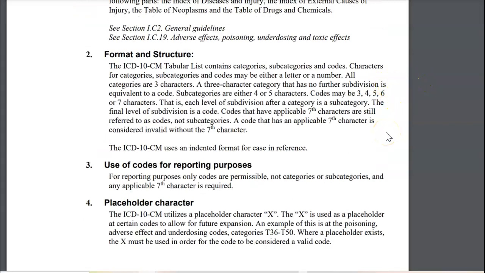Format and structure. Characters for categories, subcategories may either be a letter or a number. All categories are 3 characters, so keep that in mind. So then once you get that category, then you want to go to the subcategory, just 4 or 5 digits. So codes, once again, can be 3, 4, 5, 6, or 7. But if it is, you always make sure that you go to the furthest extent of that code possible.